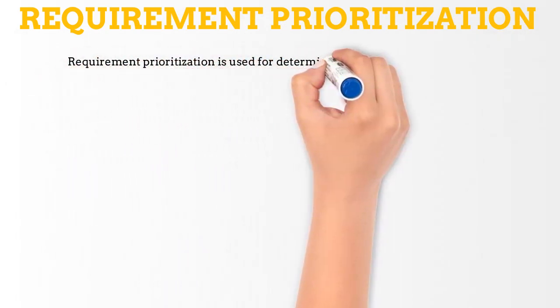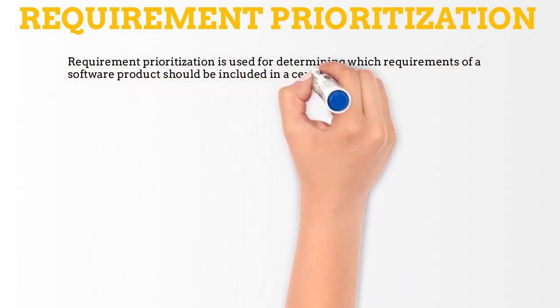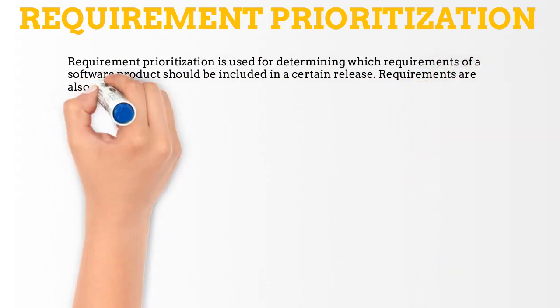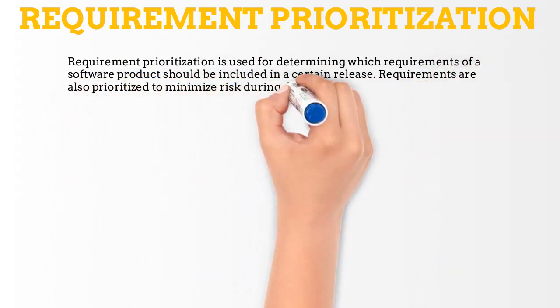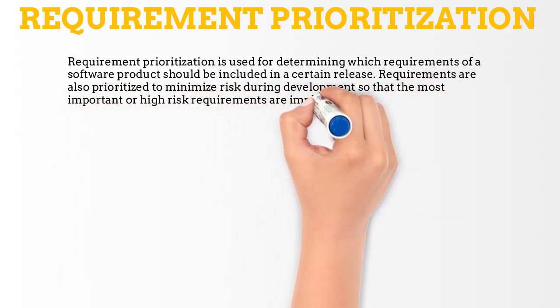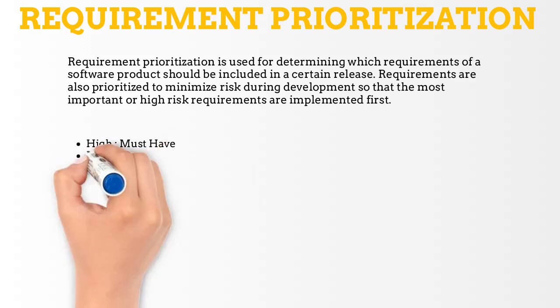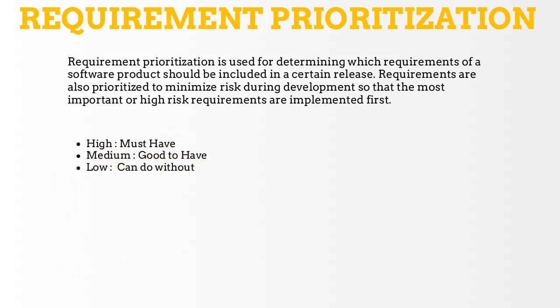Once we have gathered and validated all the requirements, it is necessary to prioritize all the requirements. Requirement prioritization is used for finding which requirements are to be included in a certain release. Requirements are also prioritized to minimize the risk during development so that the most important or high risk requirements are implemented first. Requirements can be categorized into the following three types. First, high level requirement, which is a must have requirement. Medium level requirement, which is a good to have requirement. Low level requirement is a can do without requirement.